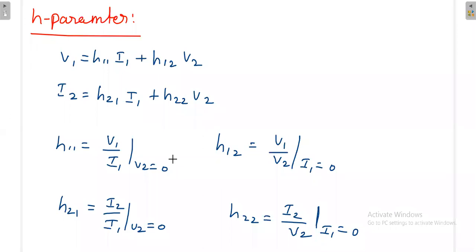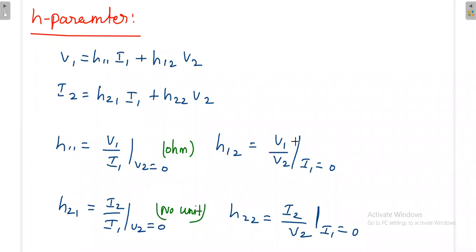Then what is the unit of this one? H11 is V1 by I1. Simply, this is the unit of ohm. And this is the short circuit input impedance, because you are making the output short. That's why this impedance is called the short circuit input impedance. Then what is H21? It is a current ratio. It is like a current gain in the circuit, and for a gain, there is no unit.